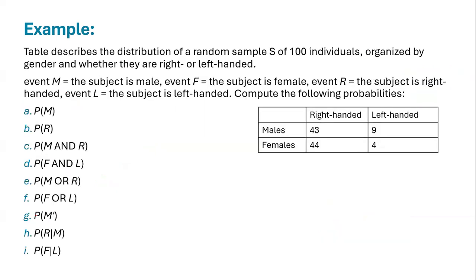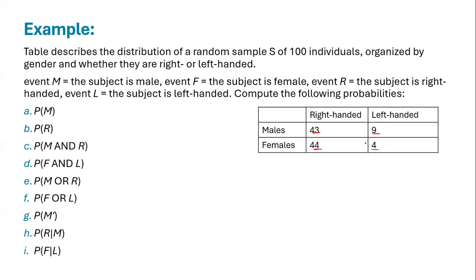Let's look at this example. This table describes the distribution of a random sample S of 100 individuals organized by gender and whether they are right or left-handed. Event M is when the subject is male, F is when the subject is female, R is when the subject is right-handed, and L means the subject is left-handed. And we have the number of males that are right-handed, the number of males that are left-handed, the number of females that are right-handed, and the number of females that are left-handed.